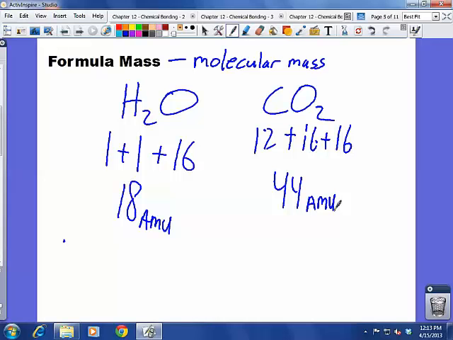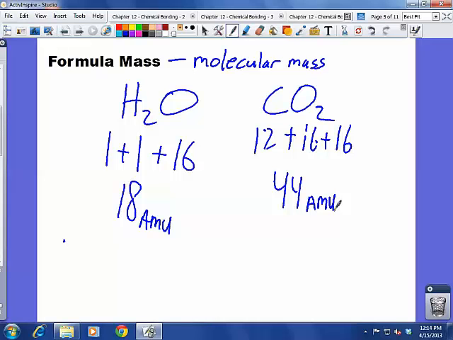Yeah, and that's fine. Okay, you're going to see it both ways. I use AMU just so we can see what it stands for here, atomic mass unit. But when you have just U, it's the same thing. Okay? Good.